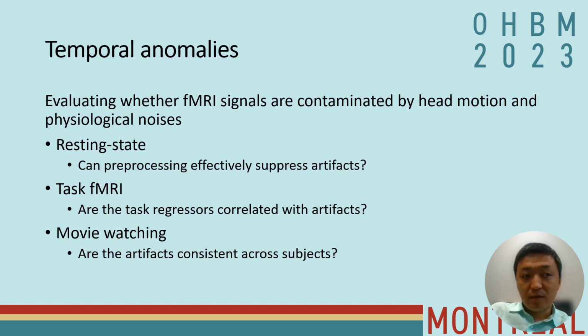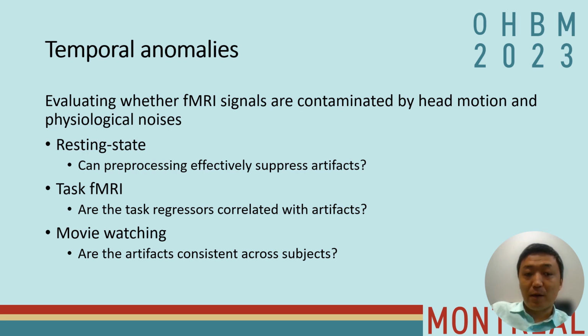The main goal of the temporal analysis is to evaluate whether the fMRI signals are contaminated by hand motion and some other physiological noises. For resting state, it is particularly important because usually we study functional connectivity between different brain regions. Therefore, those common artifacts may generate spurious higher correlations, which is not what we are interested in. So therefore, we need to check whether this pre-processing step can effectively suppress those artifacts.